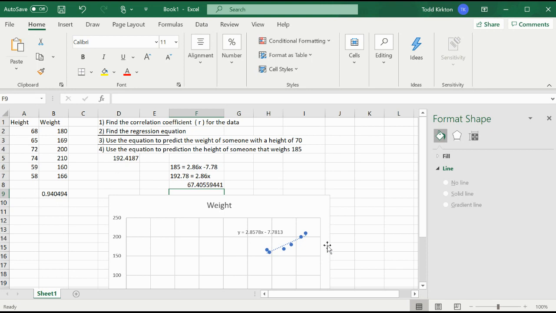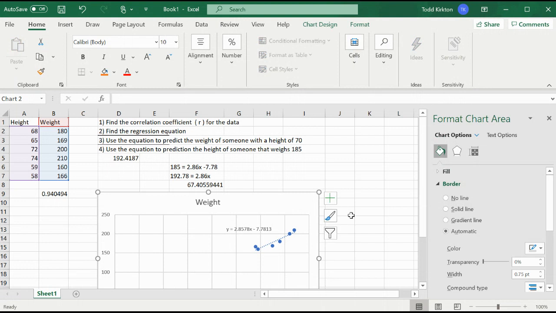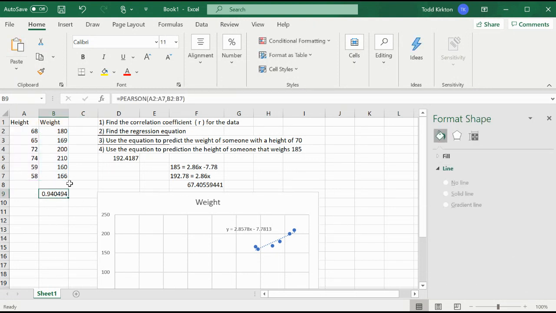The other video shows you how to do data analysis. Data analysis gives you more information than what you need here. If you're just finding R, this is the best way to do it, is to do the Pearson, and we can look at that number, and we can look up numbers on our chart.